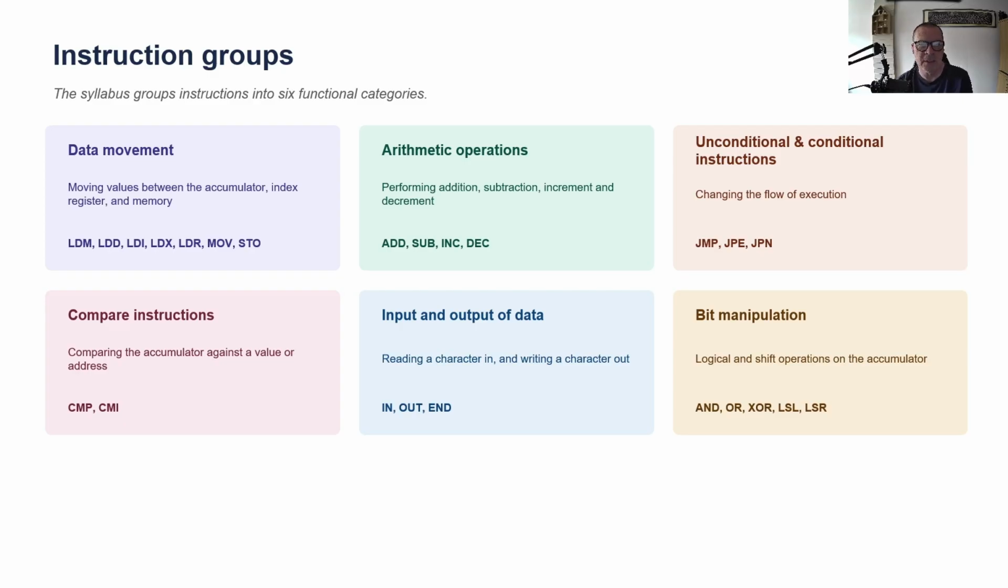Then we've got a group for input and output: IN, OUT, and END. Actually, the END in that section just halts the program. So input output would be IN and OUT. And then the bit manipulation instructions that we'll look at more in section 4.3.